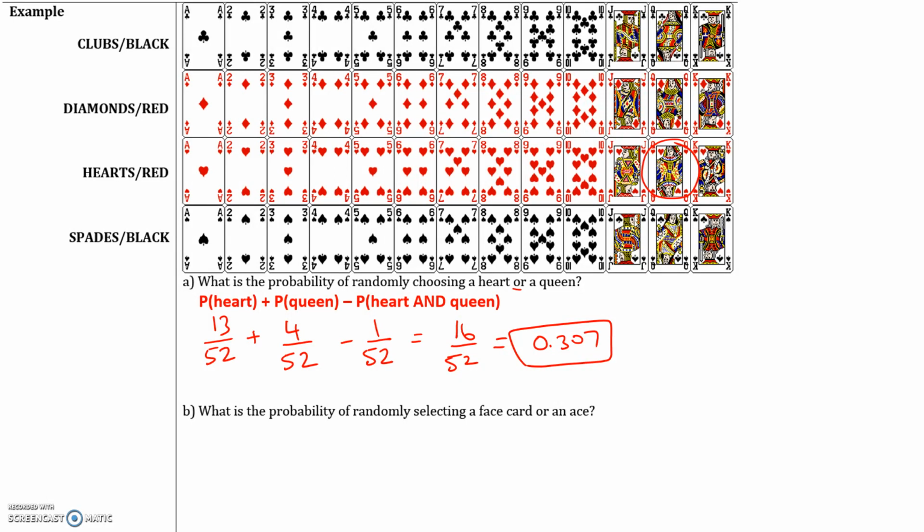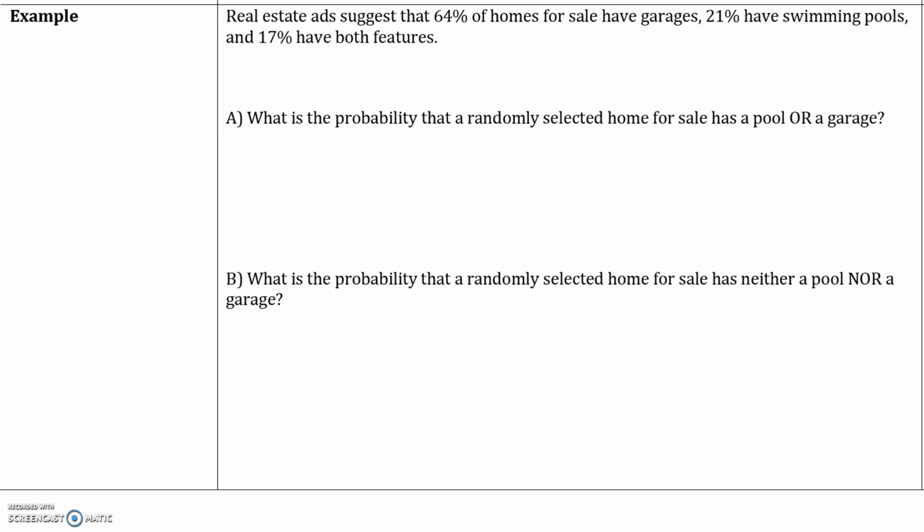Okay, last part. What is the probability of randomly selecting a face card or an ace? All right, so this one, work on this and we will go over this in class. Remember to apply this formula: event A or event B minus event A and event B. You can work on the next example on your own as well, and we will go over this in class as well.